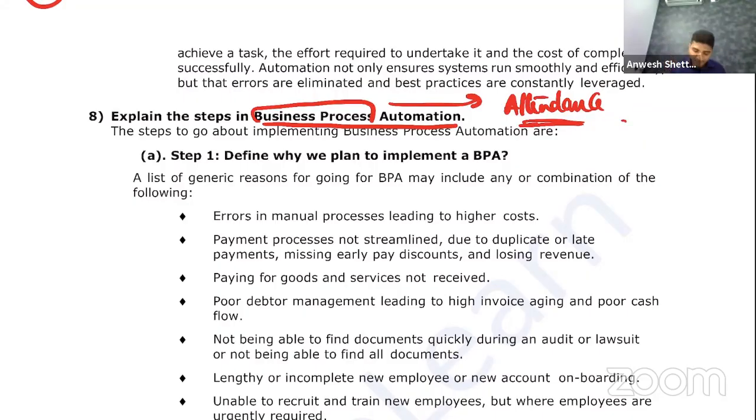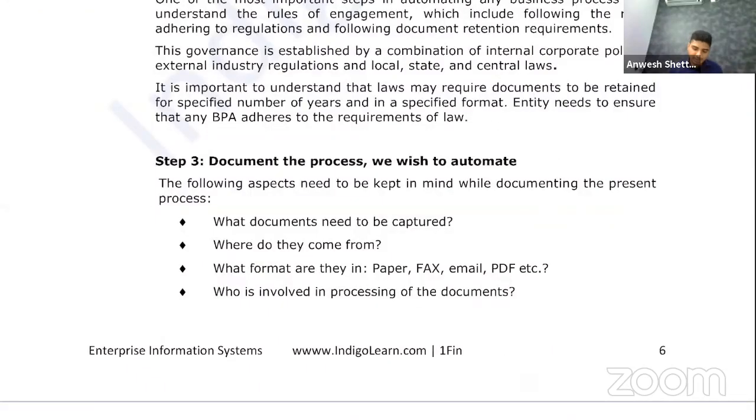First step is why we plan to implement BPA. So the school has to answer why they want automation, why they can't simply do the manual process. So first thing is the kids are failing, because of which parents are not happy. Parents want to take their kids to different schools. So first thing is you need to define why you want automation. Step number 1.